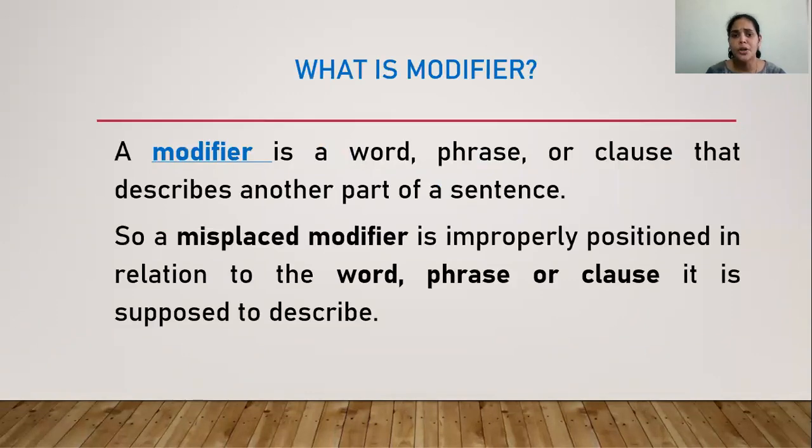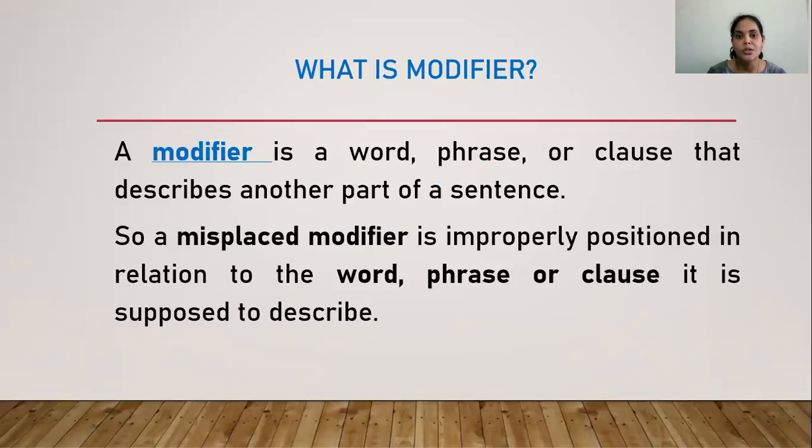So what are these modifiers? A modifier is nothing but a word. It can be a phrase. It can be a clause which connects the second part of the sentence. There is a relation between the first part and second part. Modifier connects. Now, what is this misplaced modifier? This modifier has been improperly positioned. So because of that, the meaning of the sentence changes.